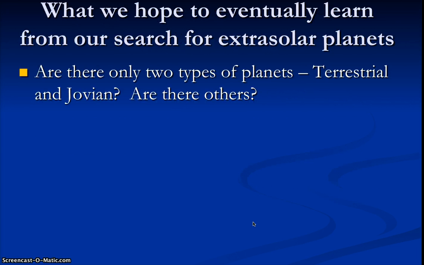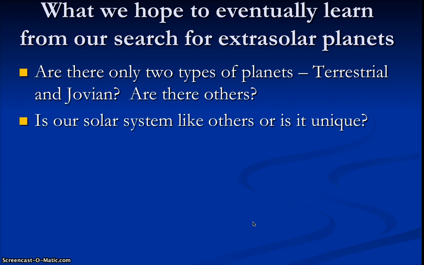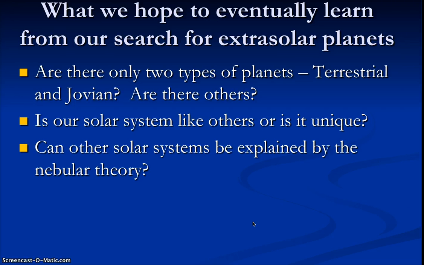Basically, what we hope to learn from our search for extrasolar planets is more insight into our own solar system. We found that in our solar system we have terrestrial and Jovian planets. Are there other types of planets, or are they always limited to these two categories? Is our solar system like others, or is it very unique? Can other solar systems be explained by the nebular theory, or do we need to review that or change it a little?